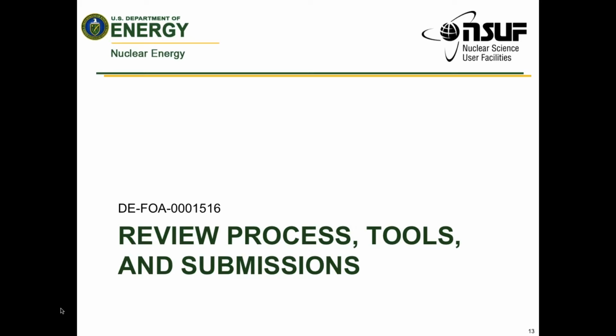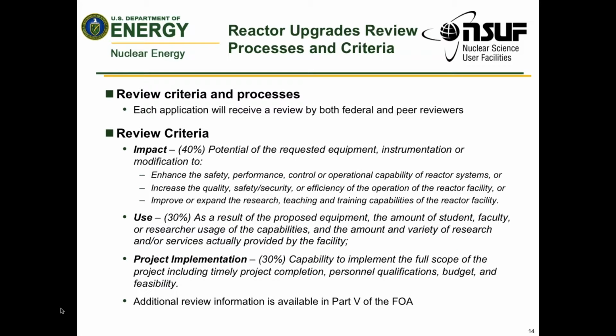We have a couple other considerations that we want to include. The review process criteria is about the same, except where you have to apply. Each applicant will be reviewed for relevancy, how it affects DOE, by the federal people, and of course, there'll be peer reviews for each one of these. The review criteria are divided up into impact, the use, and of course, implementation. Are you able to perform the exercises that you plan to?